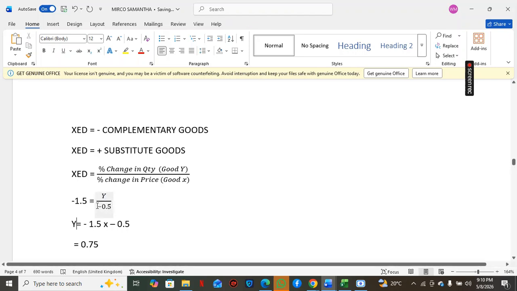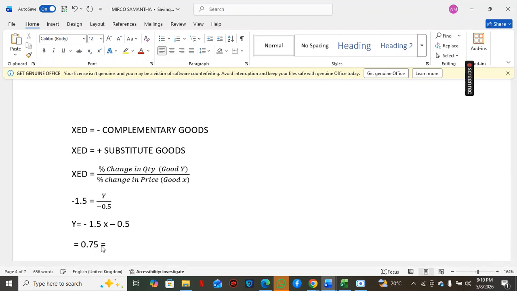So you just cross multiply. Negative 1.5 multiplied by negative 0.5, you get 0.75. When you multiply this by 100, this is 75%. So that is the percent change in the quantity demanded of good Y. When the price of good X falls by 50%, the quantity of good Y increases by 75%. Meaning, these goods are used together.